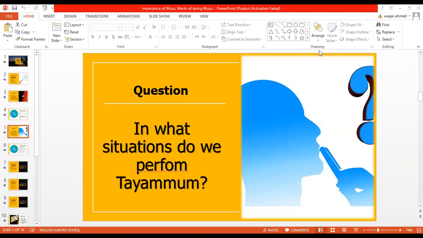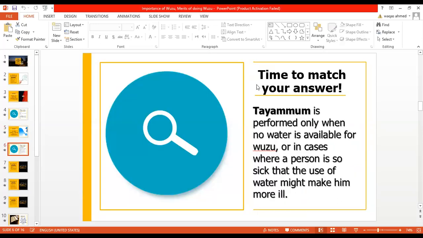We are talking about the situations in which tayammum can be performed, like when someone is feeling ill, and if he does wuzu or ablution, he can get himself more ill, rather than being healthy, so he can become sick.